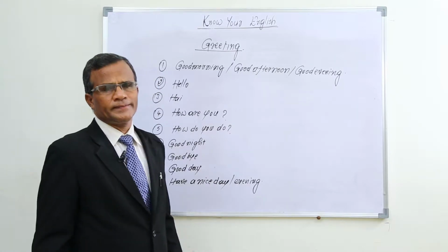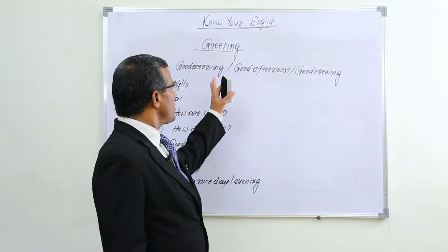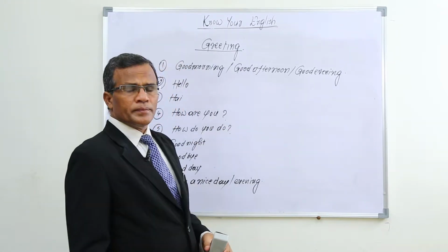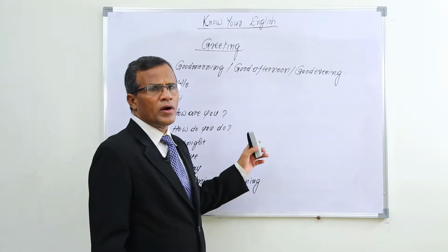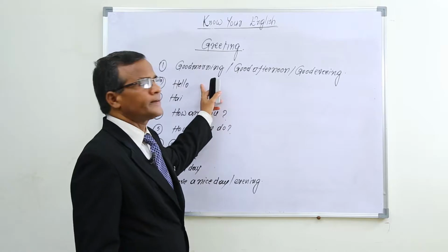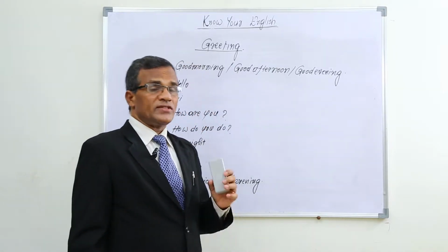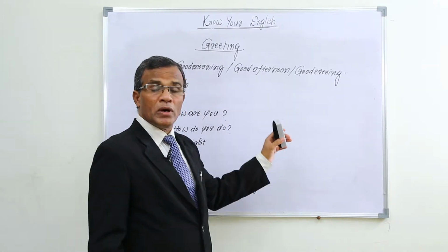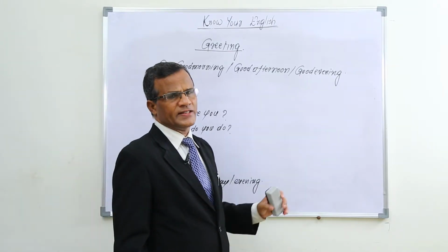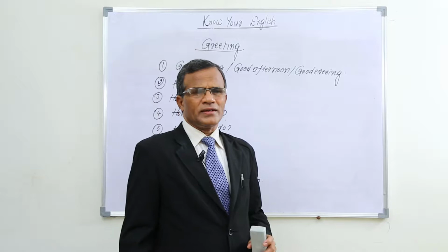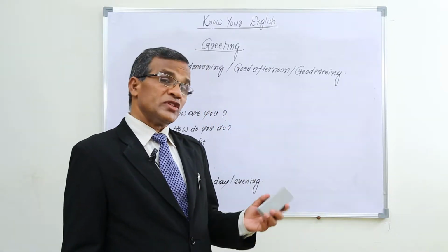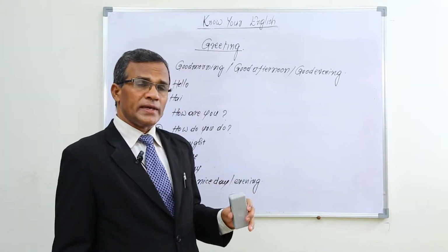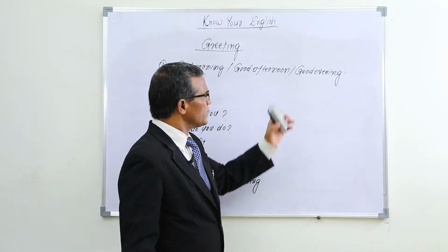We use good morning after midnight 12 to before midday 12 or before lunch. Good afternoon is used from midday 12 to about 6 p.m. in the evening. Good evening is used from about 6 p.m. until you go to bed, we can use good evening.